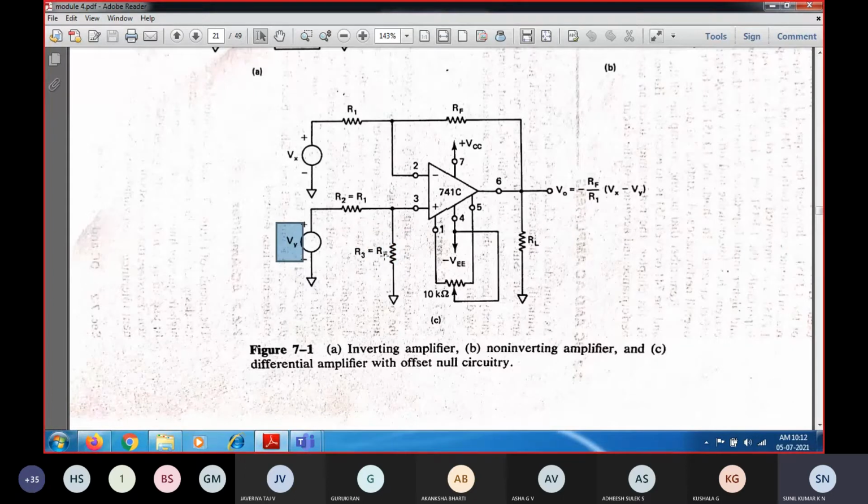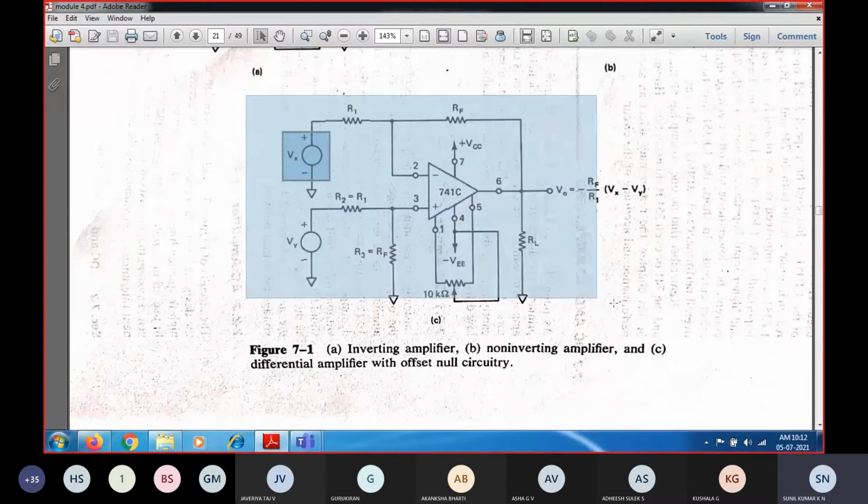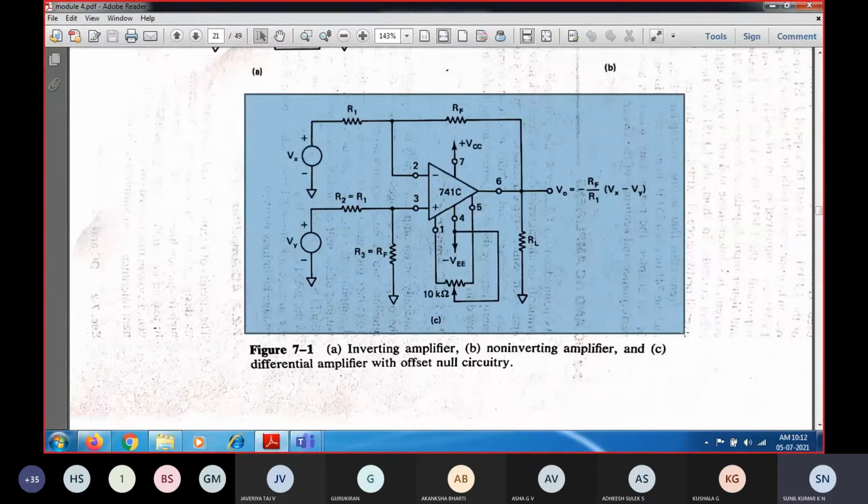So Vy into R3 divided by R2 plus R3, that will be the voltage across the non-inverting terminal. That voltage will be amplified, and it is going to appear over here. Whereas RF as well as R1 will not be there, so it will be directly connected to ground. So the entire circuit will now be operating as a non-inverting amplifier.